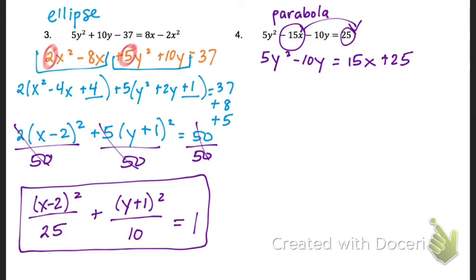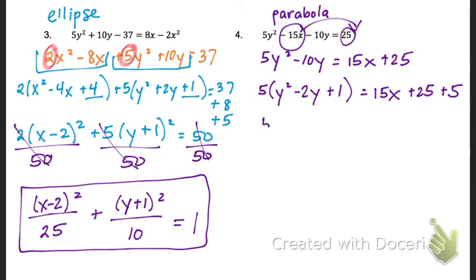Okay, from there, I want to complete the square. So 5y squared minus 2y plus 1 equals 15x plus 25 plus what? Plus 5. Why does the 10 say it's not squared? Because that's what you use to complete the square with. Because they both have a y. So if only an x was here, then we would remove the y term.